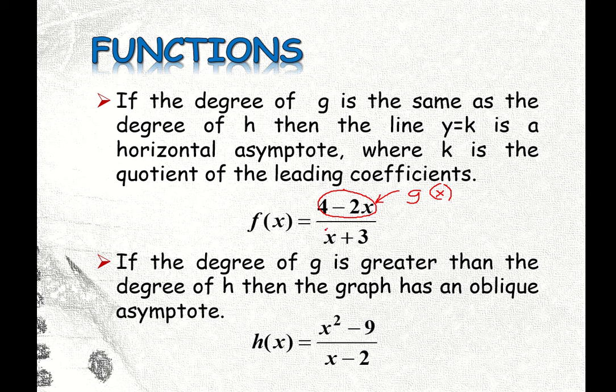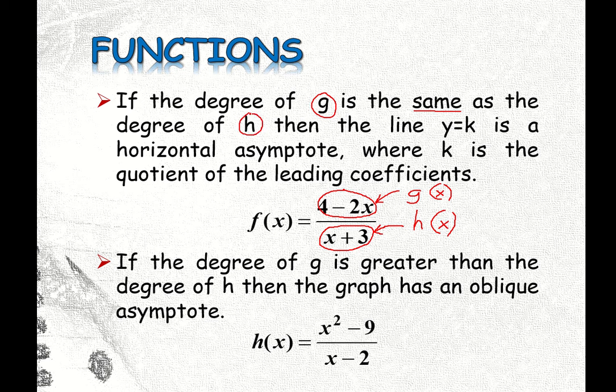And below, the denominator, this is our h sub x. Now if you compare the degree, just look at the exponent of the variable x. So we have here the exponent understood to be 1. Here the exponent is also understood to be 1. So they have the same degree. The degree of G is the same as the degree of H.